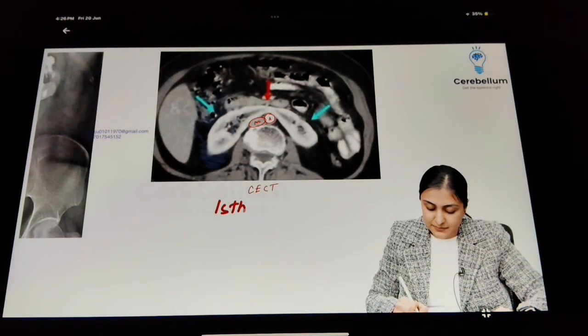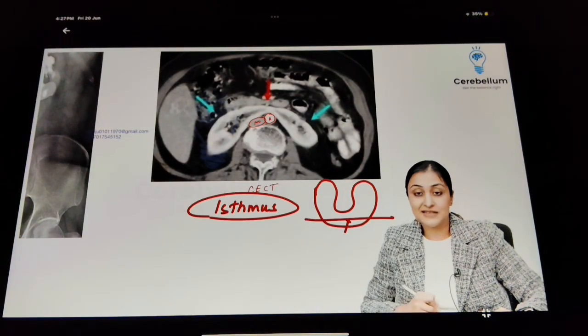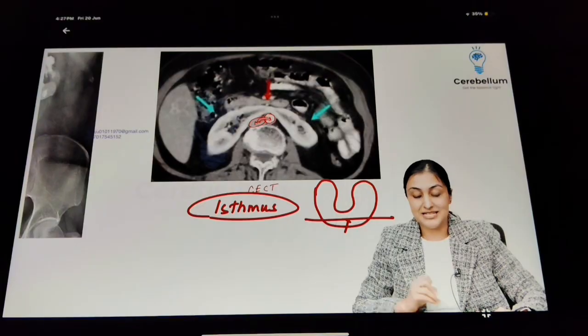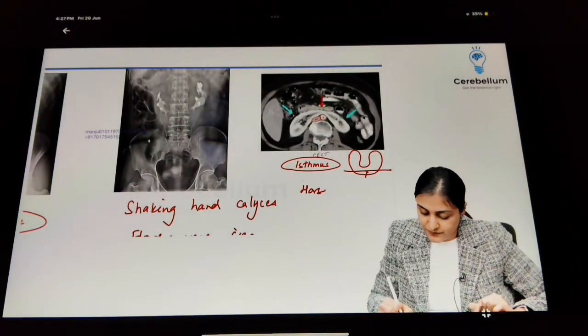This is what we call the isthmus. The isthmus is the fused inferior pole of the horseshoe kidney. We have taken a cut at this point, and this is the appearance we see where the two kidneys are meeting in the midline. Now, what if they ask me not the diagnosis? The diagnosis we know now is horseshoe kidney.